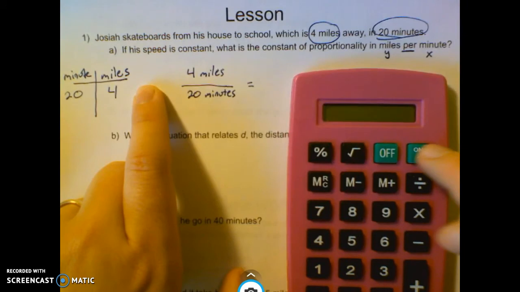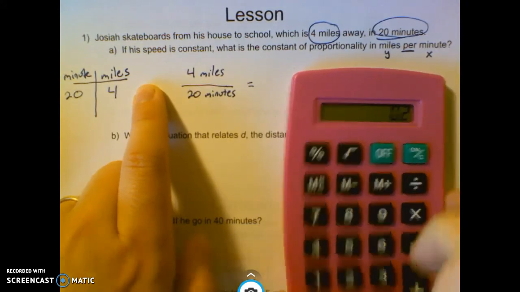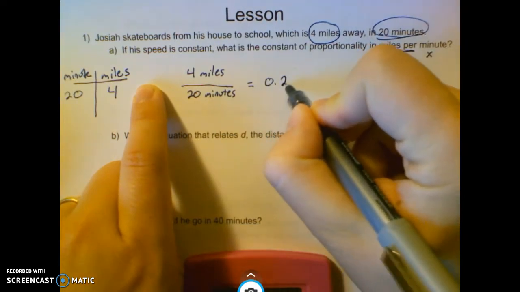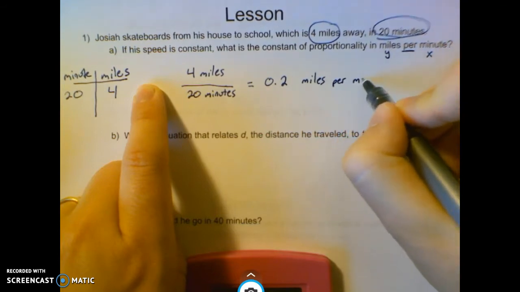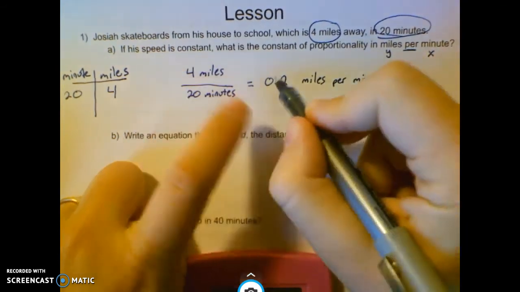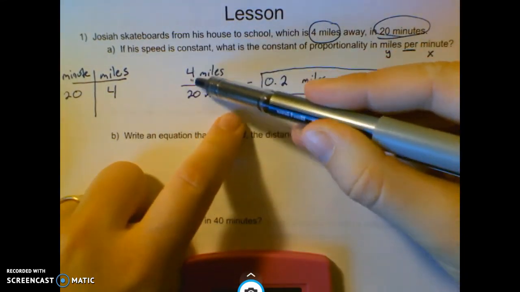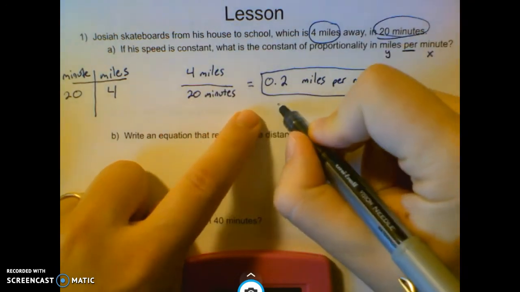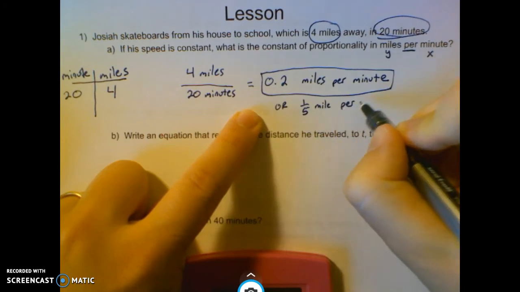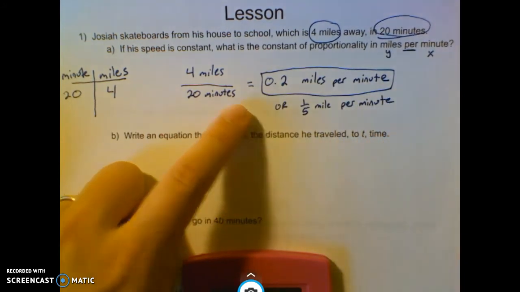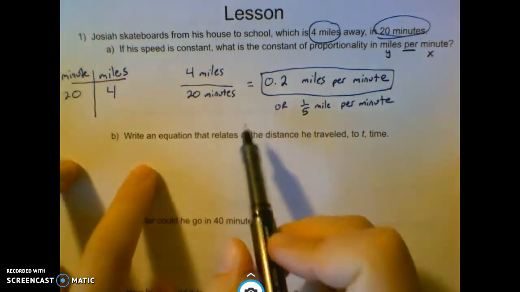So 4 divided by 20, we can do this as a decimal or reduce it as a fraction. 4 divided by 20 is going to be 0.2 miles per minute. I could also have divided this by 4 and this by 4 to get 1/5 of a mile per minute. Either way is fine. So now what I'm going to do is I'm going to write my equation.